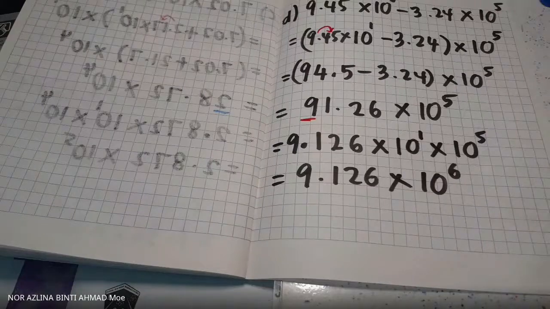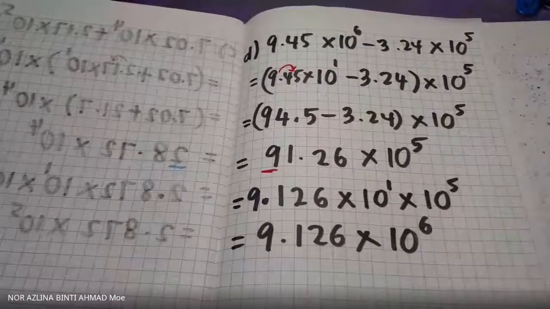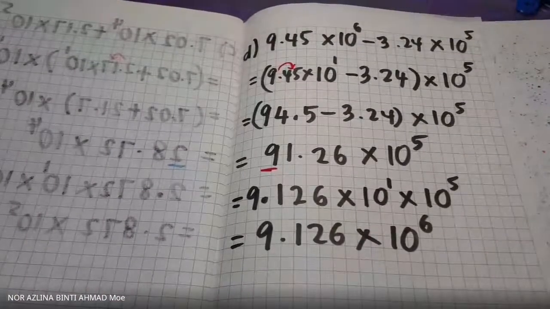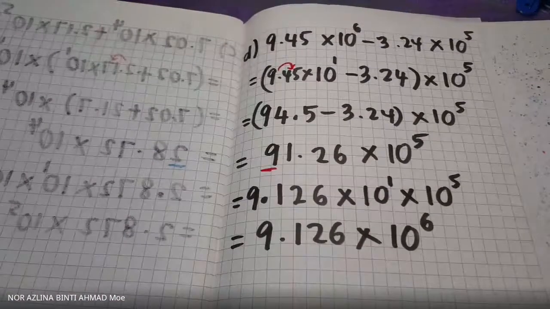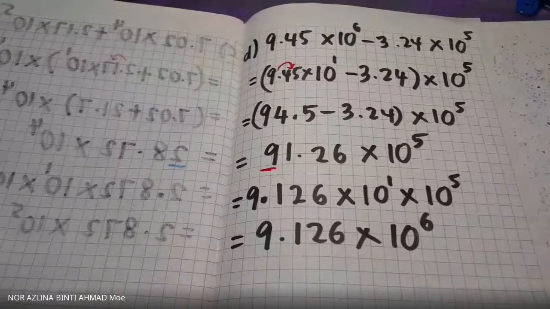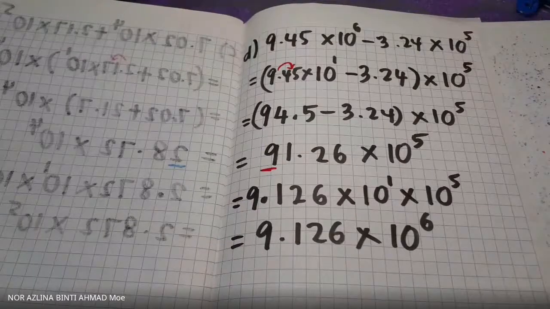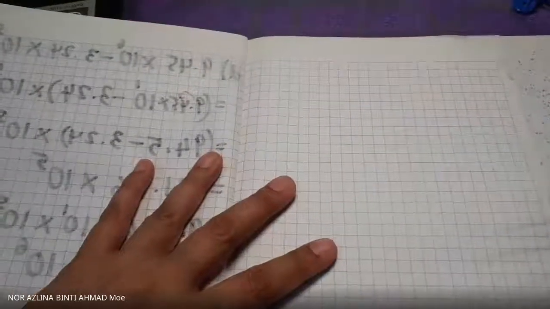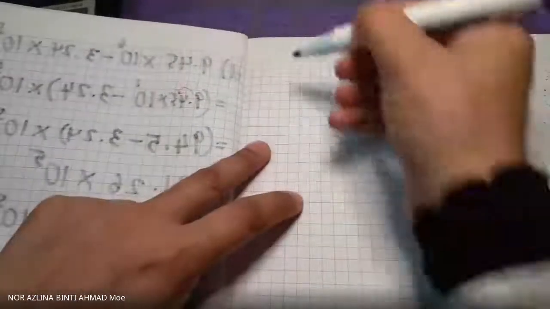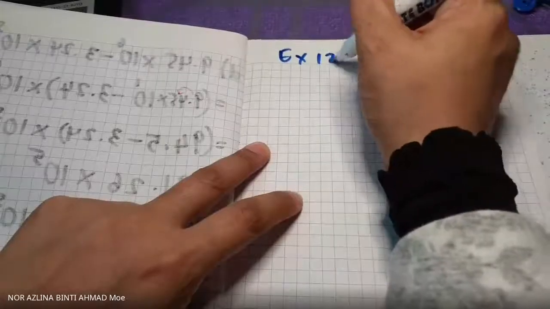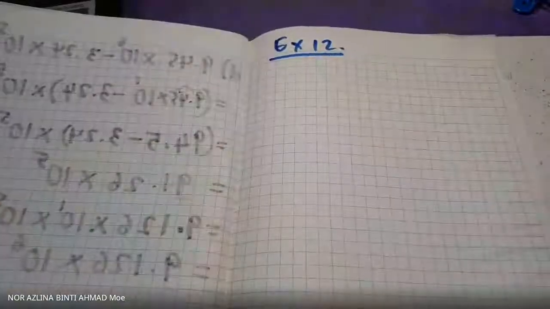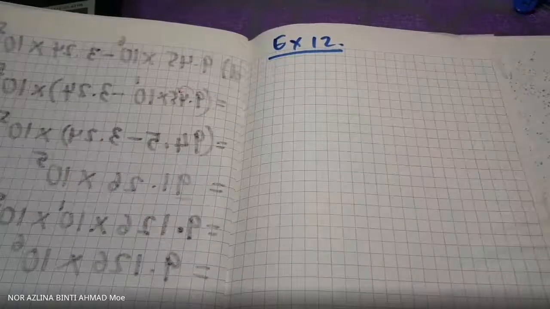Understand, class? For example 11, do you understand? Okay, next. Example 12. Okay, good. Okay, next. Example 12.